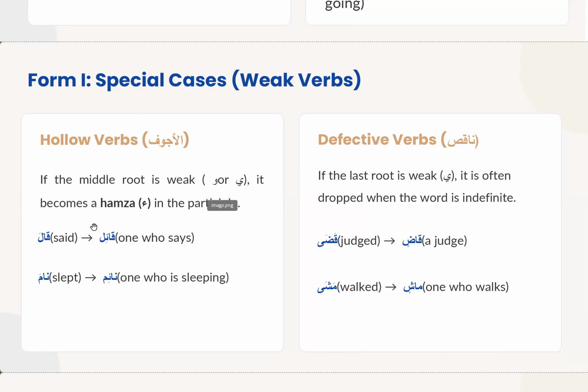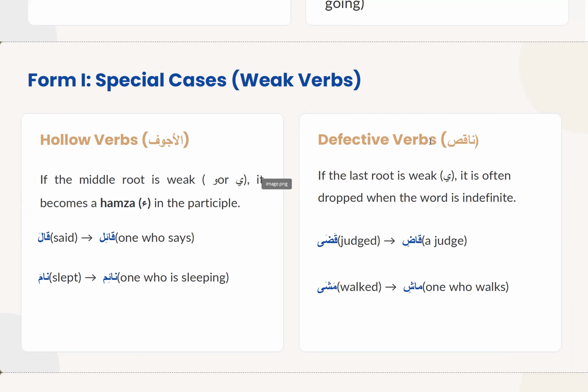So if harful illa, any of the letters waw, alif, or ya, comes in the middle, like qala, nama, what do we do? We add a hamza after the alif. So qa'il, the one who says. Qala means he said, qa'il, the one who says. Nama, he slept. Na'im, the one who is sleeping. So that is ajwaf, or what they call hollow verbs. In the middle of the verbs, we have either waw, alif, or ya, and they are called harful illa. You can memorize them by saying waw, alif, and ya.